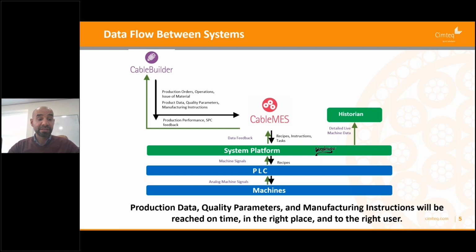Last but not least, production, quality, and manufacturing instruction will move from the CableBuilder, which is generated automatically, with part of it being the feedback from the real production, to the MES, and the MES will control all those parameters.